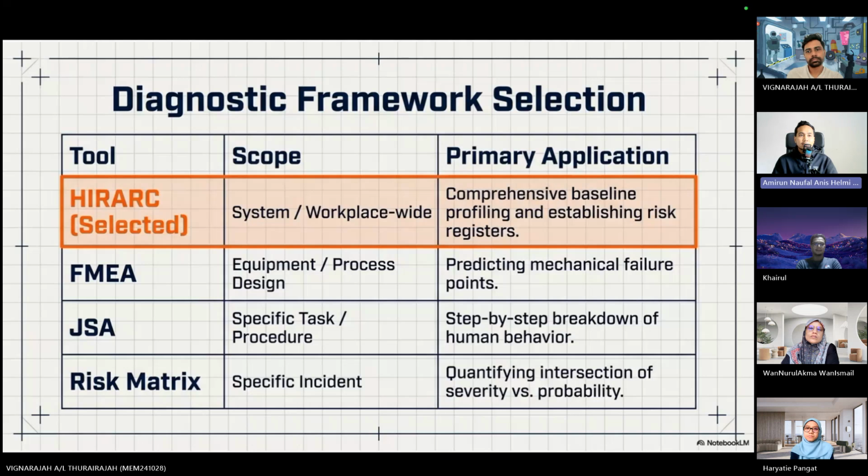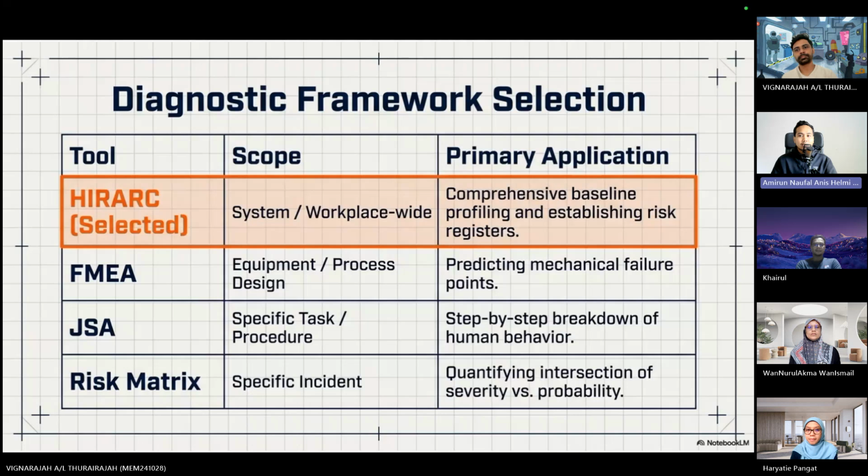On the legal standard side, ISO 45001 for occupational health and safety and national legislation globally mandate HIRA as the process. If an auditor walks in, HIRA is what they want to see. That is the reason why we are going to use this tool, HIRAC. We are not selecting others because they are bad, but because HIRA is easier to understand and very straightforward for our team to assess and to measure the control.